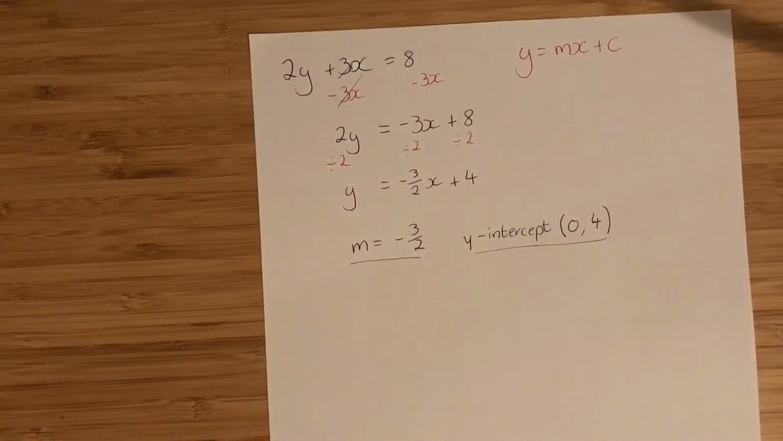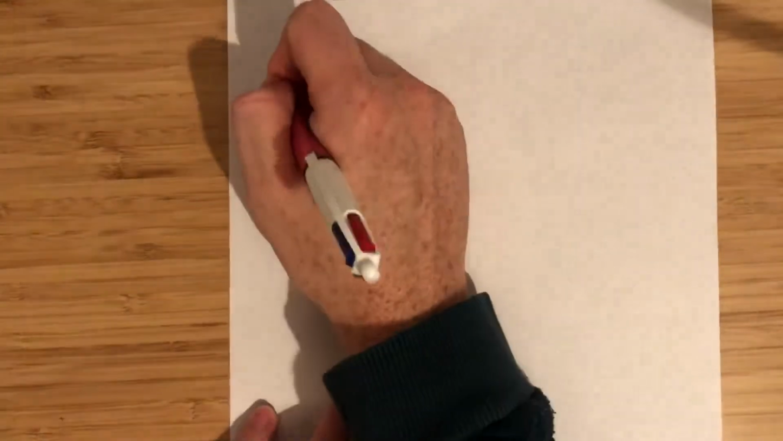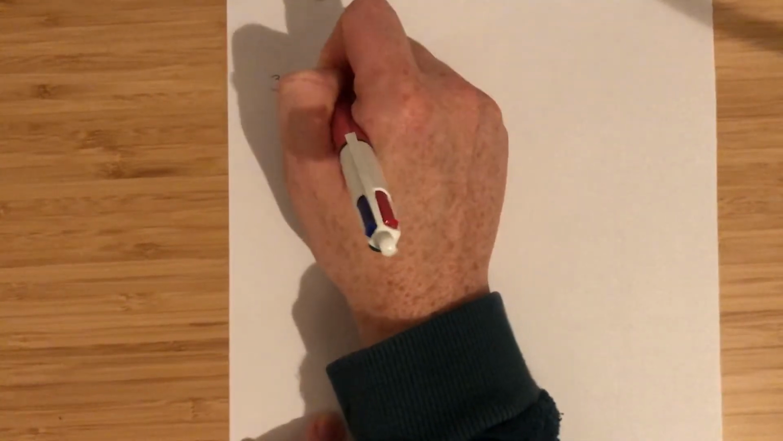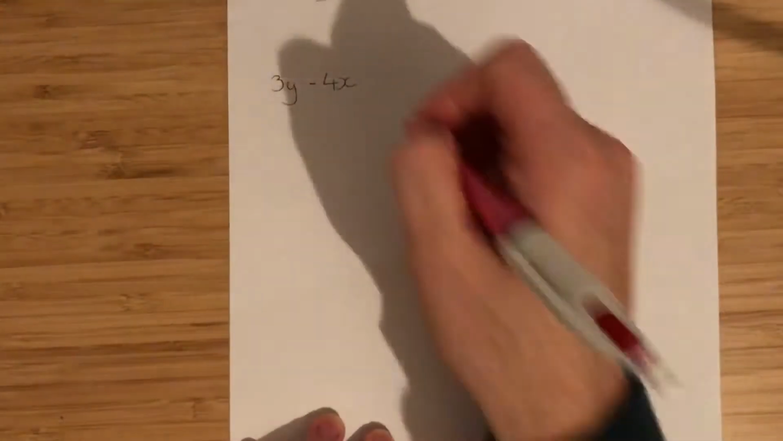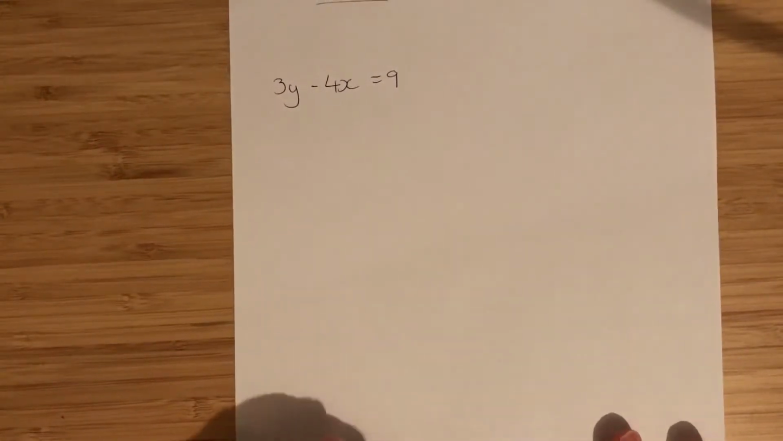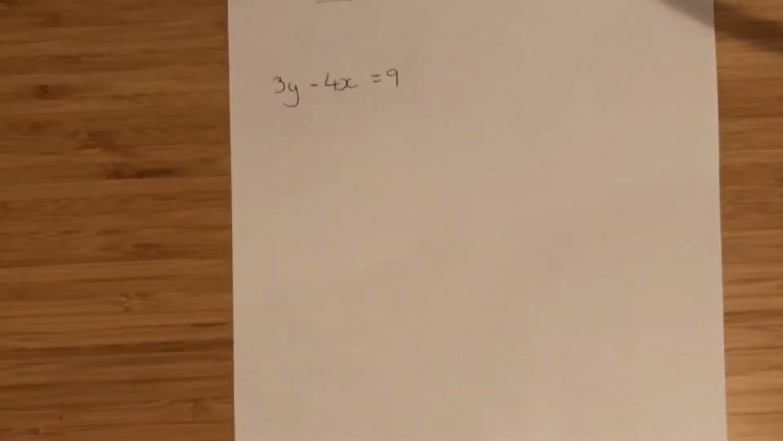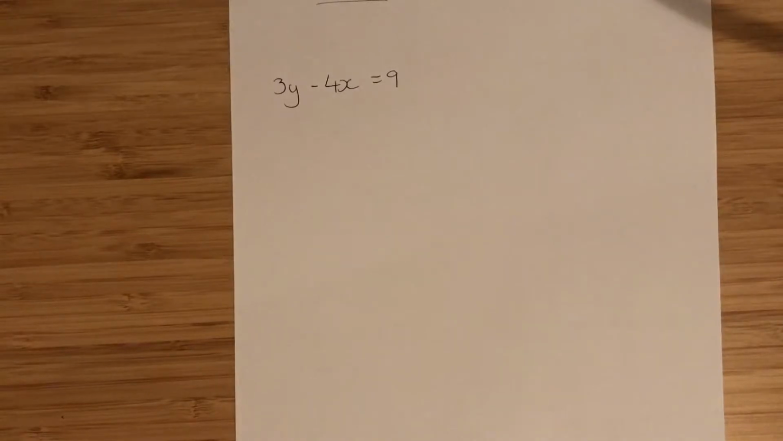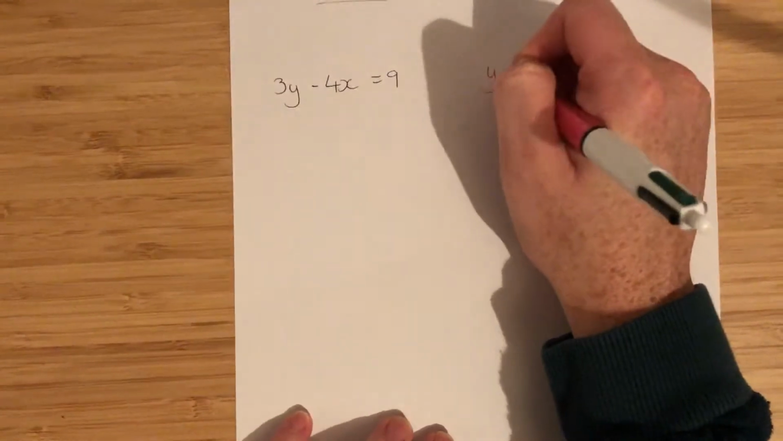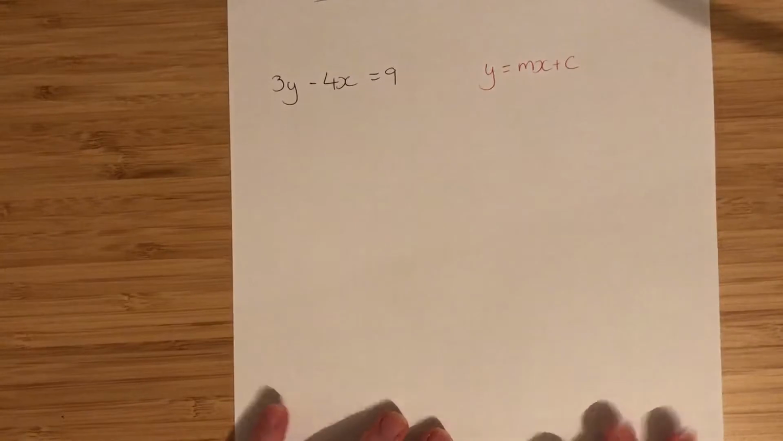Okay, let's try another one. So this time we're going to do 3y minus 4x equals 9. We've been given the straight line equation in this form, and the question is asking us to find the gradient and the y-intercept. So what we want to do is rearrange that into the form that we know how to read it off. It's always handy just to write at the side y equals mx plus c, just to remind you what you're aiming for.